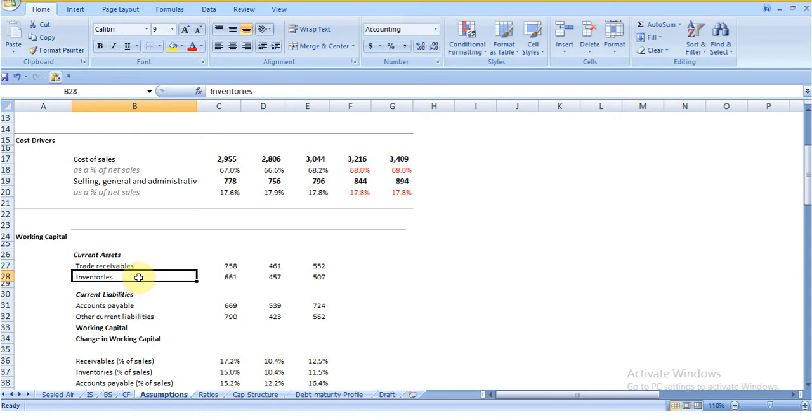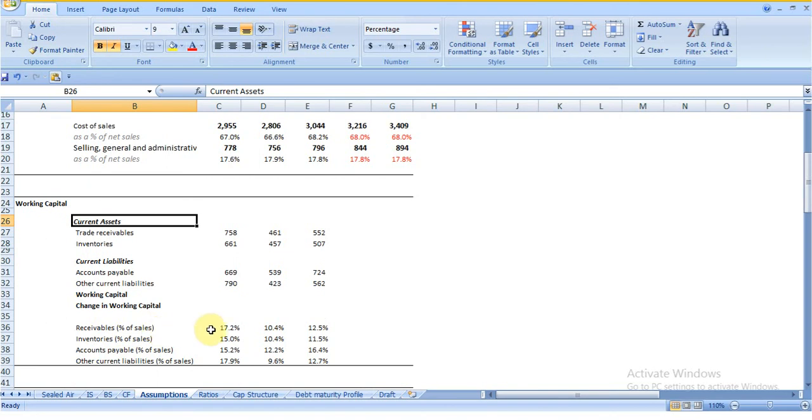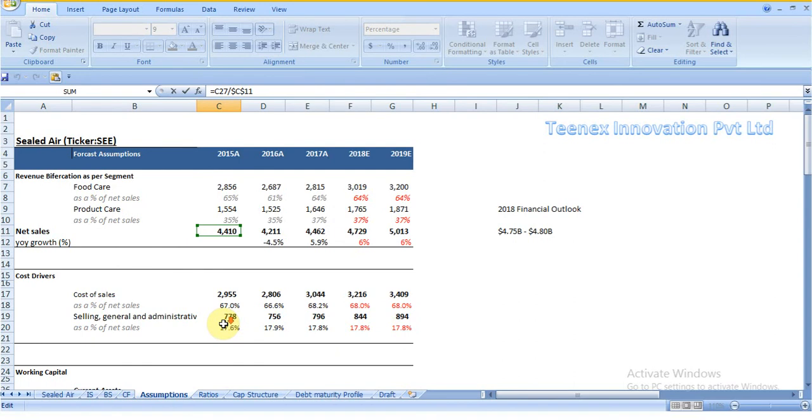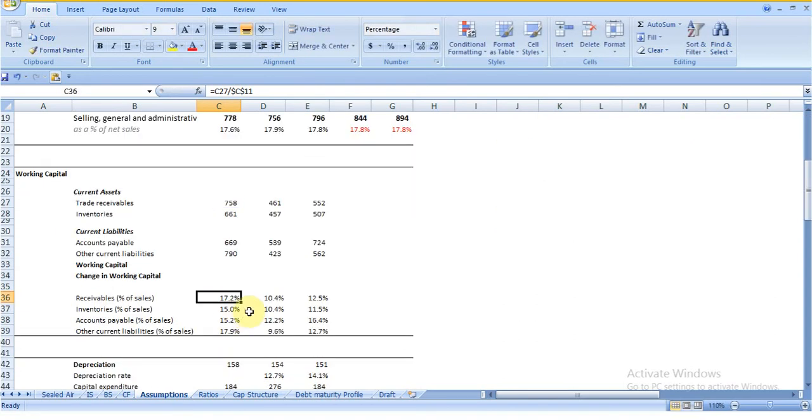Similarly, if the company is generating a revenue of 100 and has receivables of 20, then as the sales of the company increase to 200, these receivables are also going to increase in that proportion, right? So in working capital, we are going to assume all the current assets and current liabilities items as a percentage of sales. We will calculate receivables as a percentage of sales. Similarly, I have done it here and dragged it here.